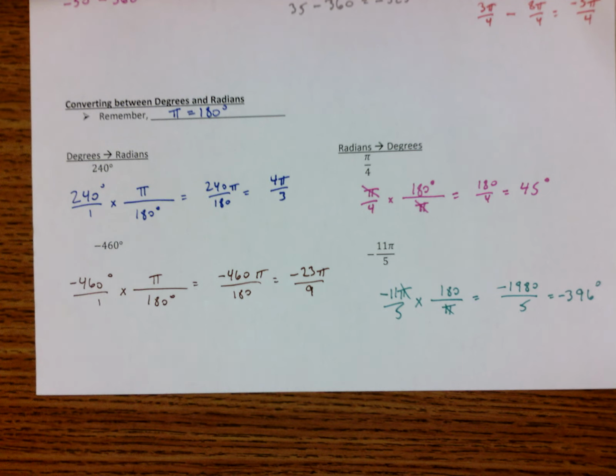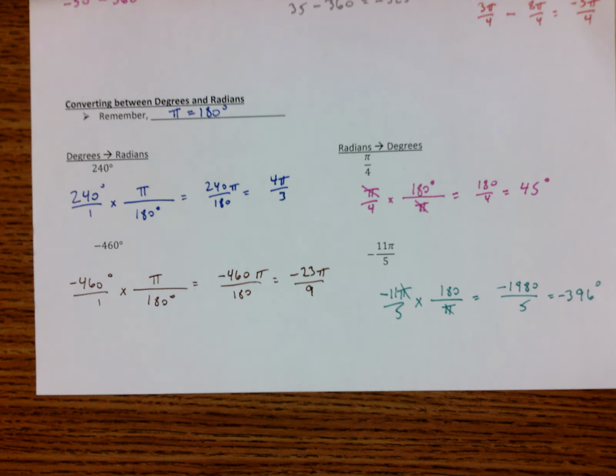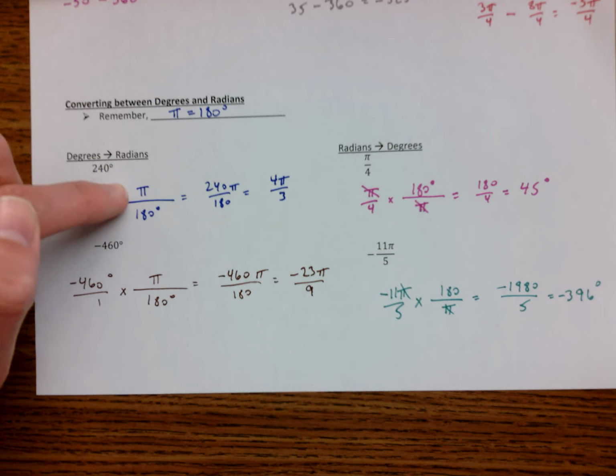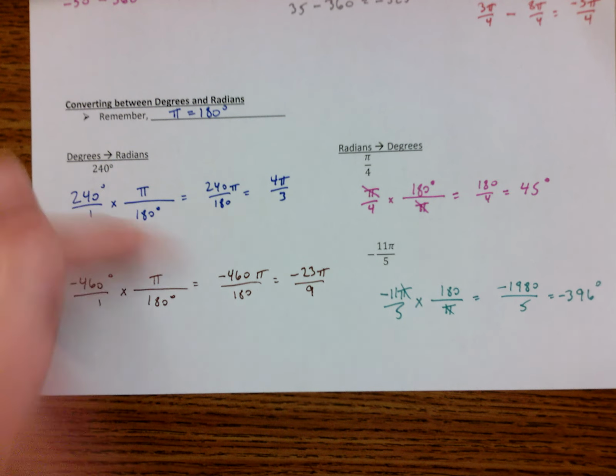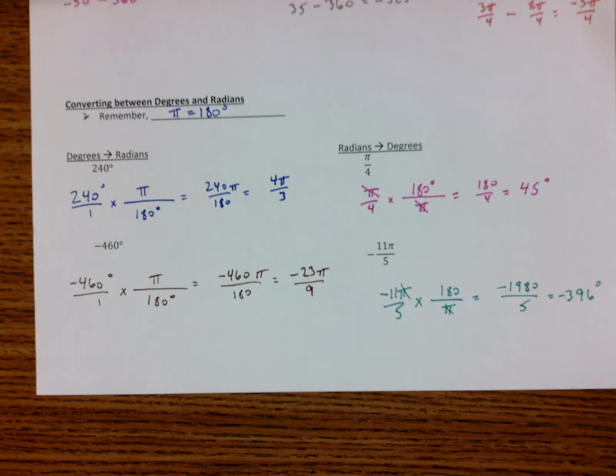Now, just as a quick side note, you could also use the fact that 2 pi is equal to 360, and some people prefer to do that. They'll use 2 pi up here and 360 down here, or 360 up here and 2 pi down there. That will totally work. You just will have to simplify your fraction a little bit more. So either way is fine.